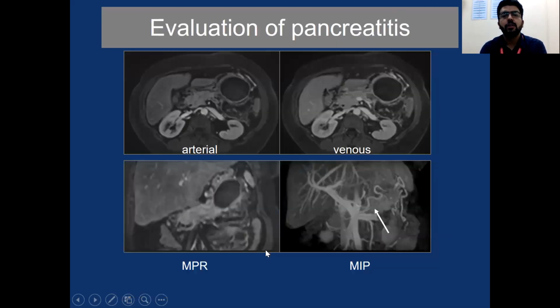For evaluation of pancreatitis, we can also use these sequences. This is the arterial phase. This is the venous phase that we have. This is the coronal MPR sequence that we have. And this is the maximum intensity projection view that is seen in cases of pancreatitis that we can appreciate.